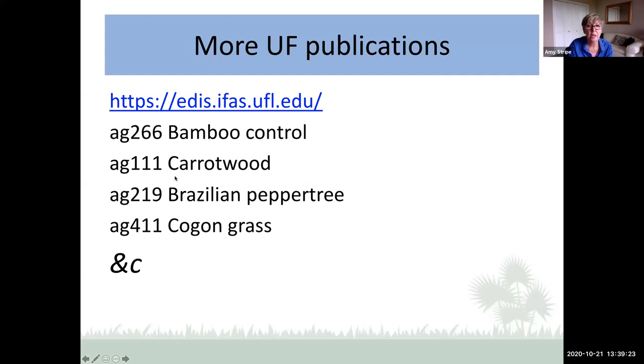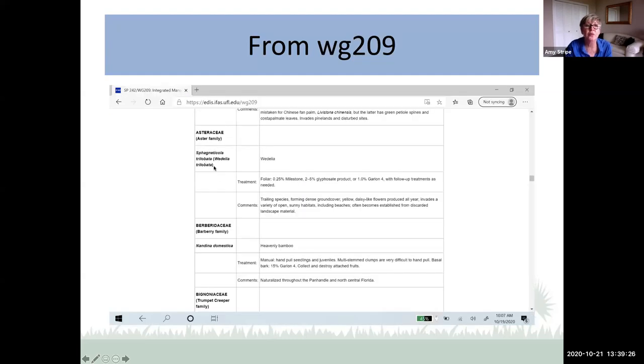Oops, I'm so sorry. I just picked this one, the Asteraceae family. This is Sphagneticola trilobata, which is wedelia. And it tells you the treatment here. It gives you the brand name of the product and the percentage of herbicide you should be using. It gives you comments on it. Here's the Nandina domestica, which we discussed last week, the heavenly bamboo. And again, it talks about how you can control that species. So this is a very, very good publication.